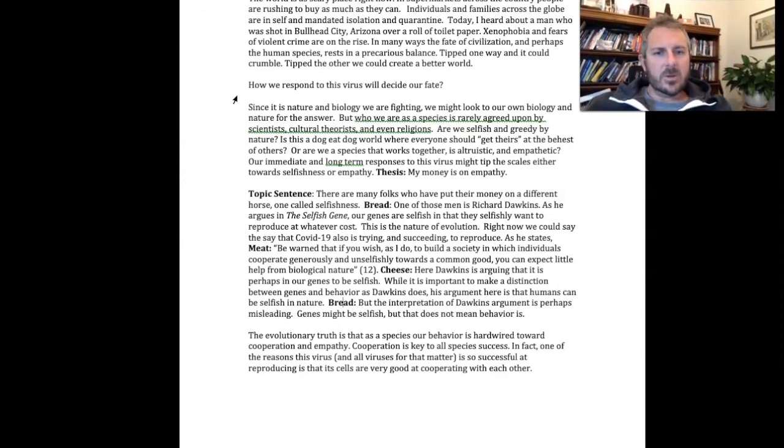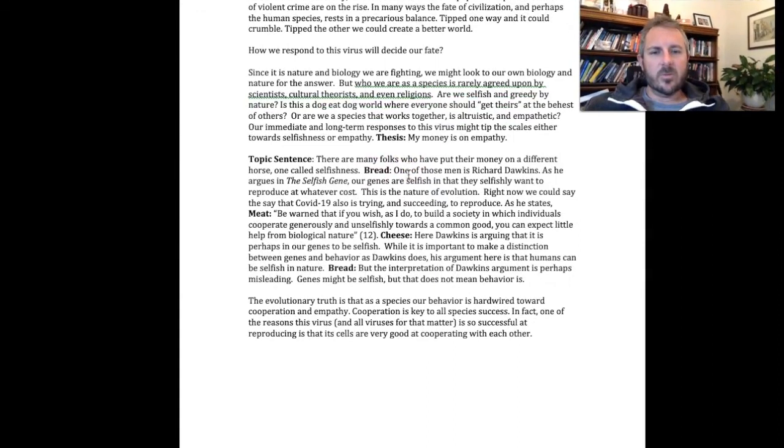Are we selfish and greedy by nature? Is this a dog-eat-dog world where everyone should get theirs at the behest of others? Or are we a species that works together, is altruistic and empathetic? Our immediate and long-term responses to this virus might tip the scales either towards selfishness or empathy. My money is on empathy.